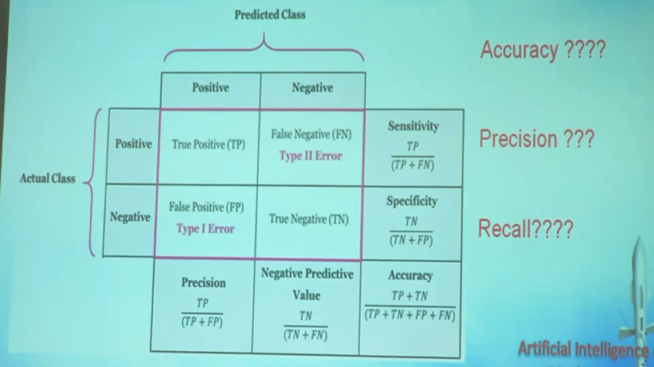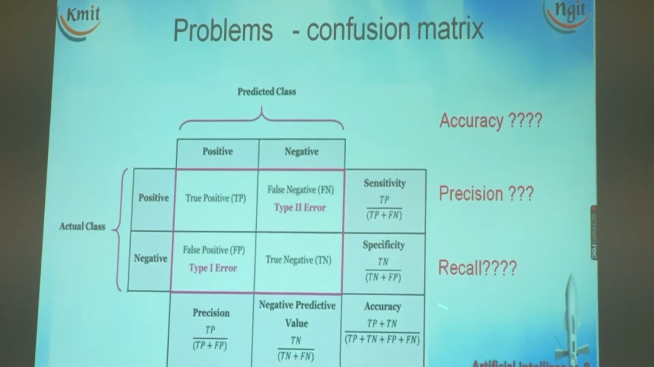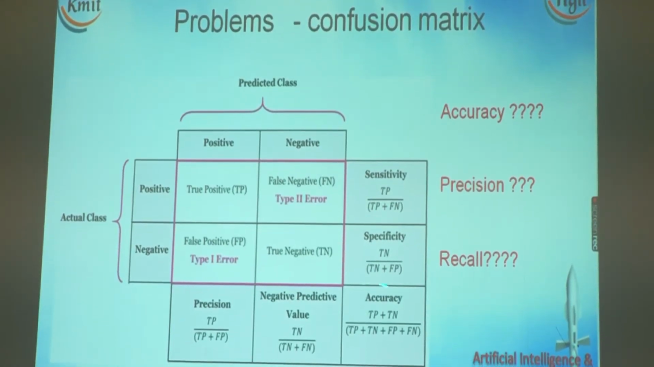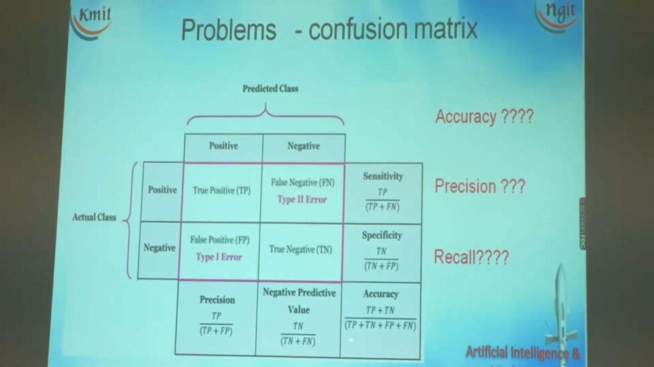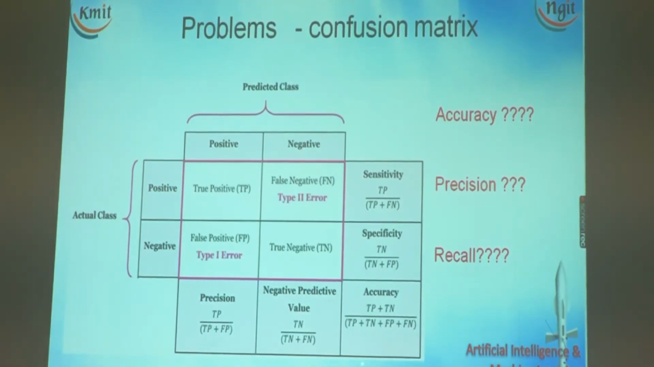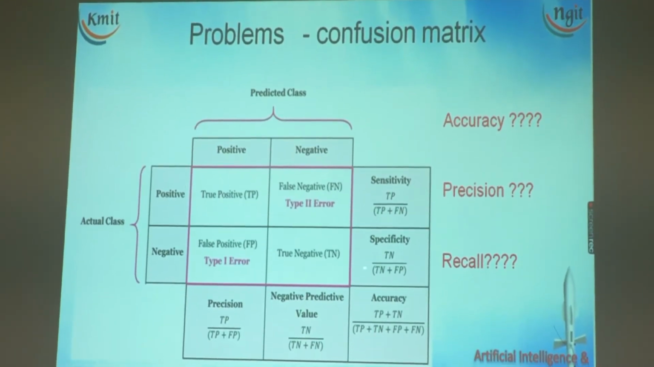What is the formula for precision? True positive divided by true positive plus false positive. What is the formula for recall? True positive divided by true positive plus false negative. What is the formula for accuracy? True positive plus true negative divided by true positive plus true negative plus false positive plus false negative.